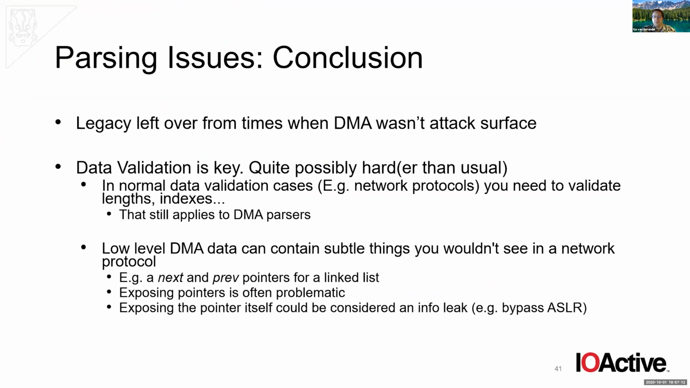So basically, yeah, this is totally legacy leftover from when DMA wasn't an attack surface. Data validation is key. And you could see this when you're parsing a network protocol, you have to do validation as well, right? You have to validate lengths and indexes and so on and so forth. All of this still applies to DMA. However, things are a little bit harder because there may be data in what you get back from a device that you wouldn't see in a network protocol. So you could have a next or previous pointer or a physical address, something like that. And in fact, just the addresses alone might be an issue, where that might be used to bypass ASLR.